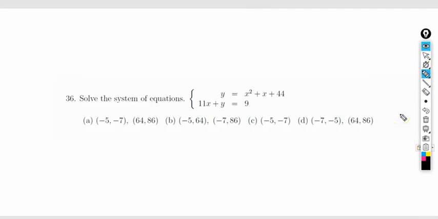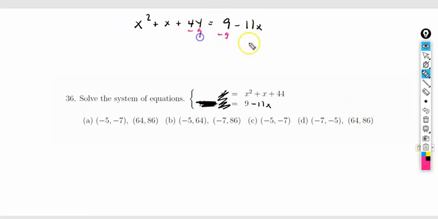What I'm going to do, this second equation is nonlinear. You cannot use an augmented matrix to solve it. It does not work on nonlinear systems. I'm going to subtract 11x from both sides of this. Now, both of these are equal to y, so I'm going to set them equal to each other. Now, I can solve a quadratic if it equals 0. So I'm going to subtract 9 from both sides, and I'm going to add 11x to both sides.